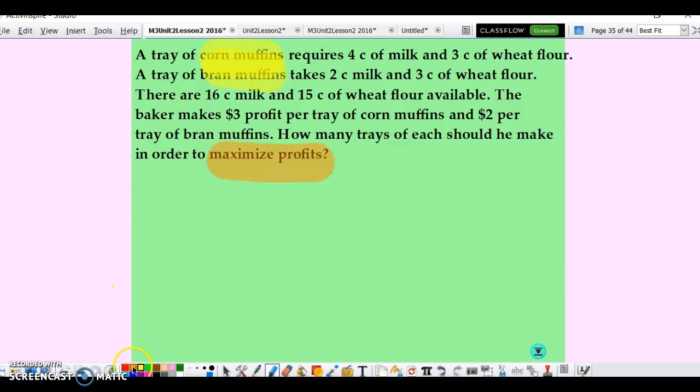Constraints are oftentimes limitations, but they can also be something that you want more than, for example, the nutrients with the astronauts. So in this case, we're going to be limited by the amount of milk and the amount of wheat flour that we have.